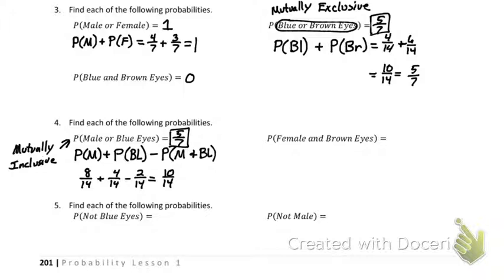Female and brown eyes. We can just go to our list. How many females have brown eyes in this class? 1. And that'd be 1 out of 14.